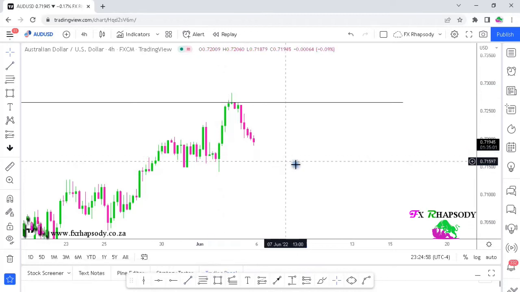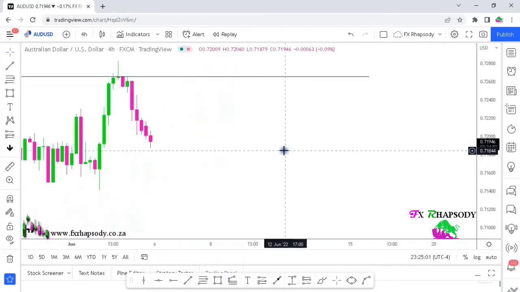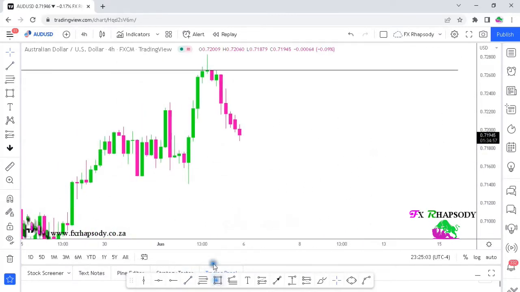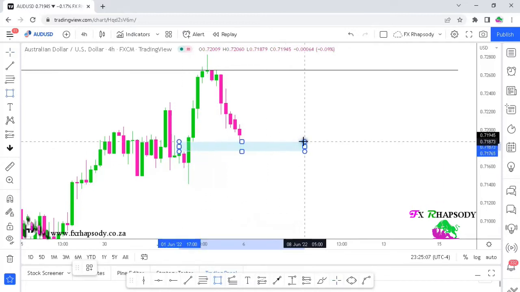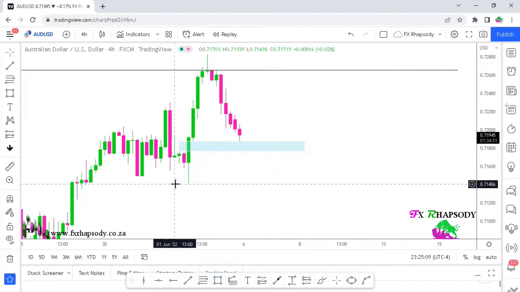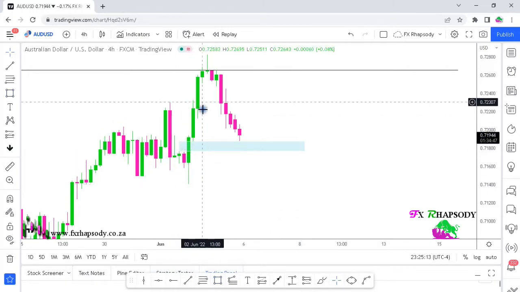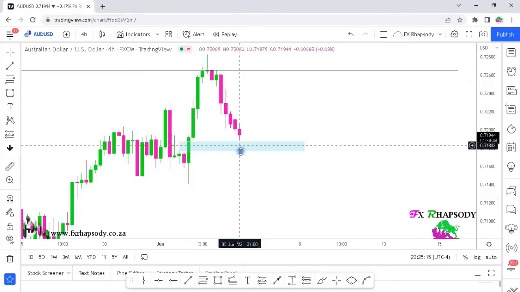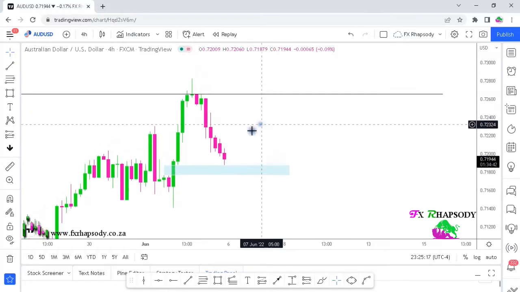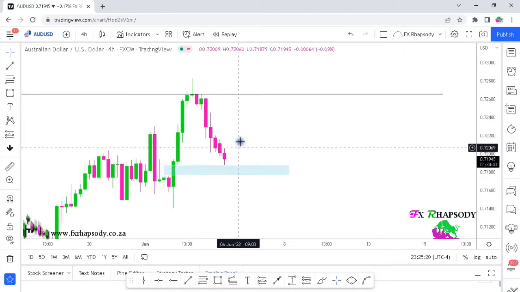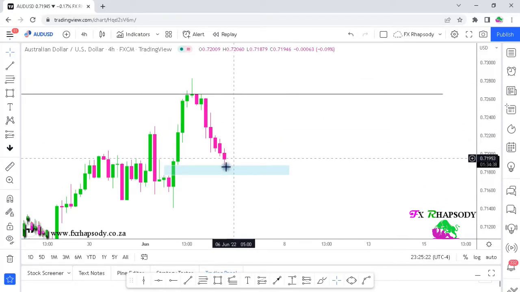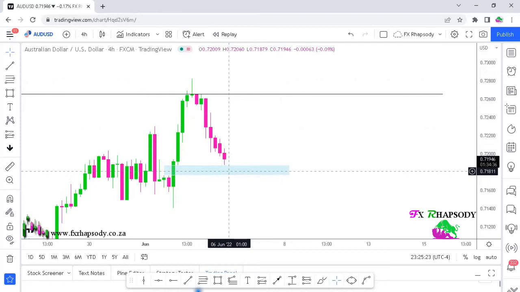And with that area, I'm just going to zoom in a little bit. Like I've always said, we have got that fair value gap, that imbalance in the market. You can see price wanting to tap into that imbalance, and usually when that happens, price shoots up again. So will price just tap into that and shoot up?